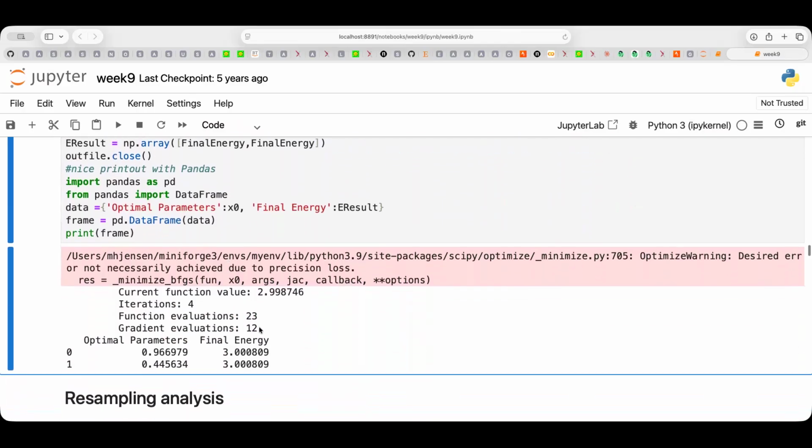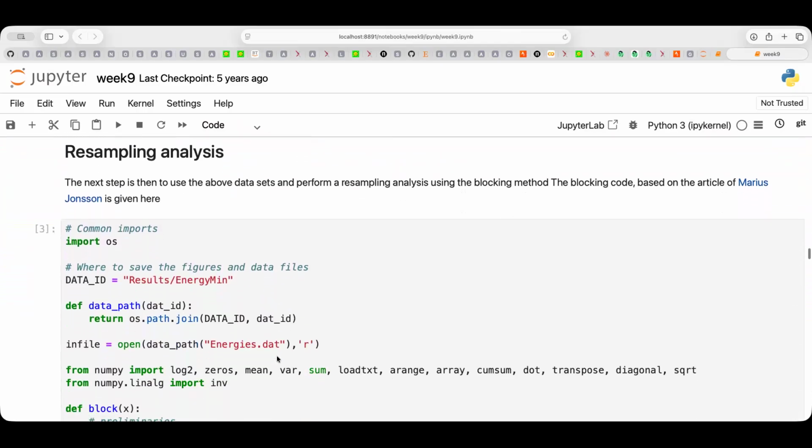I find my energy, which is pretty good actually. The exact result for this case is 3.0. So even with a wave function which may not be the exact one, you're getting pretty close. I would say this is an example of a system where the Monte Carlo machinery is giving us something which is pretty close to the analytical result.